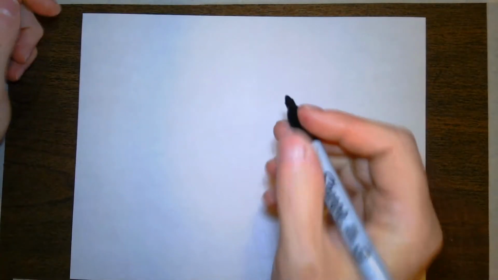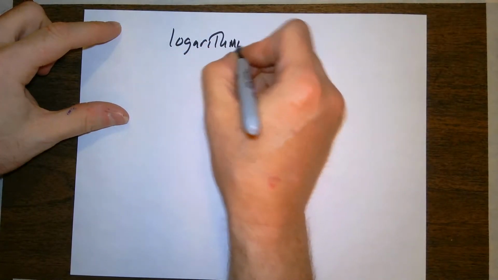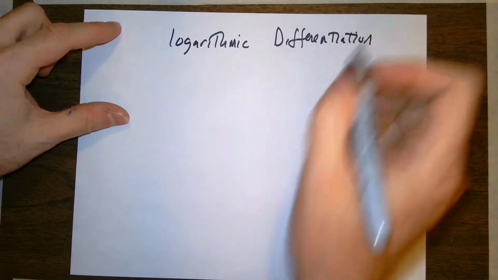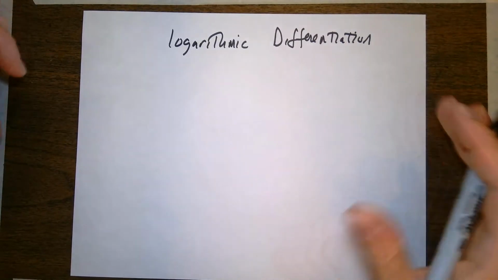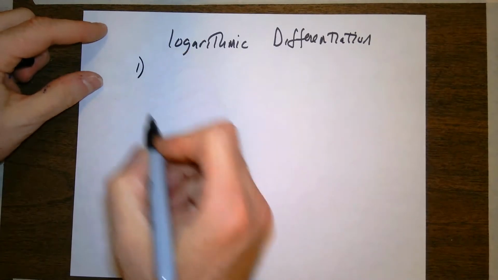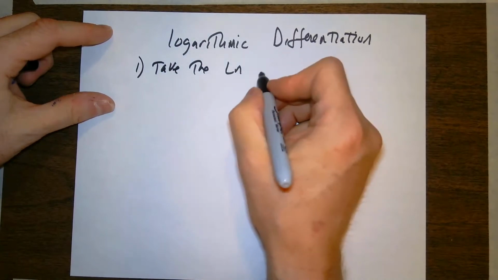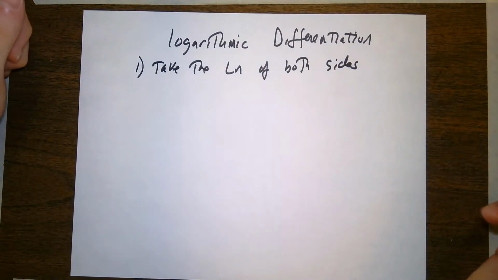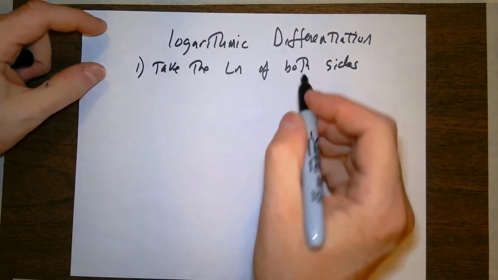All right, so logarithmic differentiation. The idea here is we've got some big, nasty, ugly function, and we want to break it up so we can take the derivative of it. So the first thing we're going to do is take the natural log of both sides. Now, if the equation is y equals something, then we're going to have the natural log of y, and we know the derivative of that.